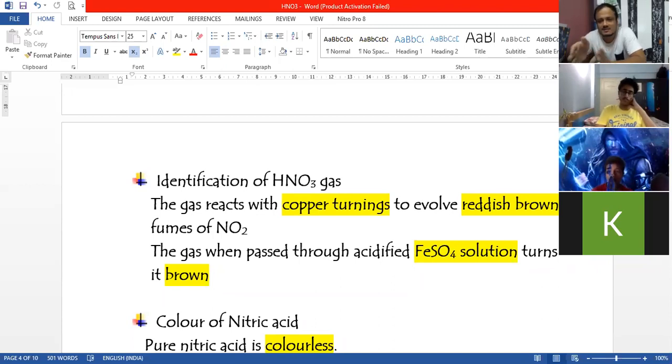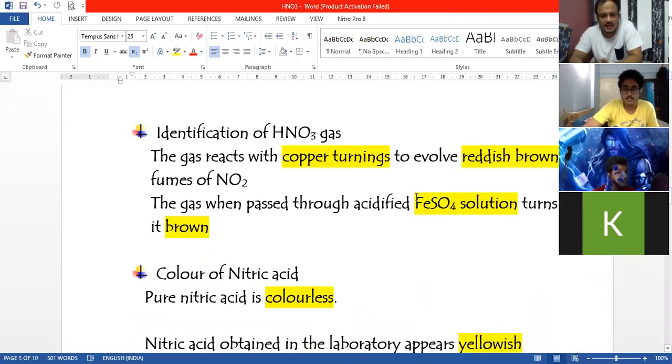When we pass this nitric acid vapors into acidified FeSO4 solution, it will turn the solution brownish in color. FeSO4 has its peculiar greenish shade. When we pass HNO3, it will turn it into a brownish shade. So that is another test of identification of nitric acid. You can use the same test for nitric acid not only in the gaseous form, but in the liquid form also. This is the test which can be used.